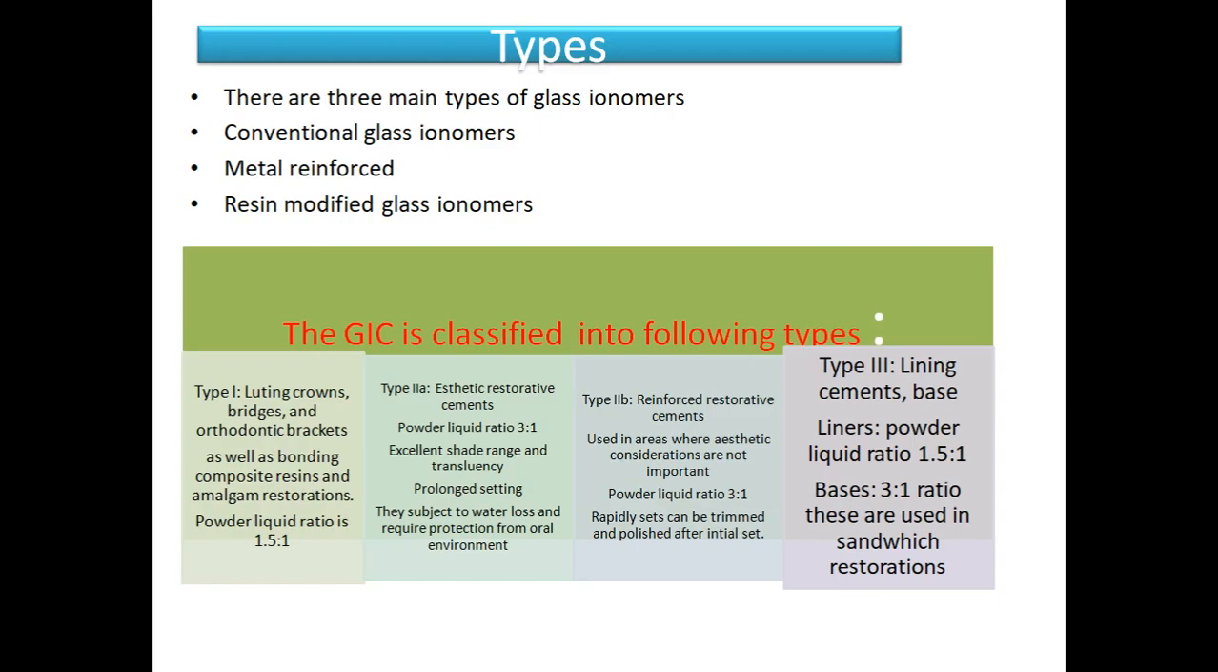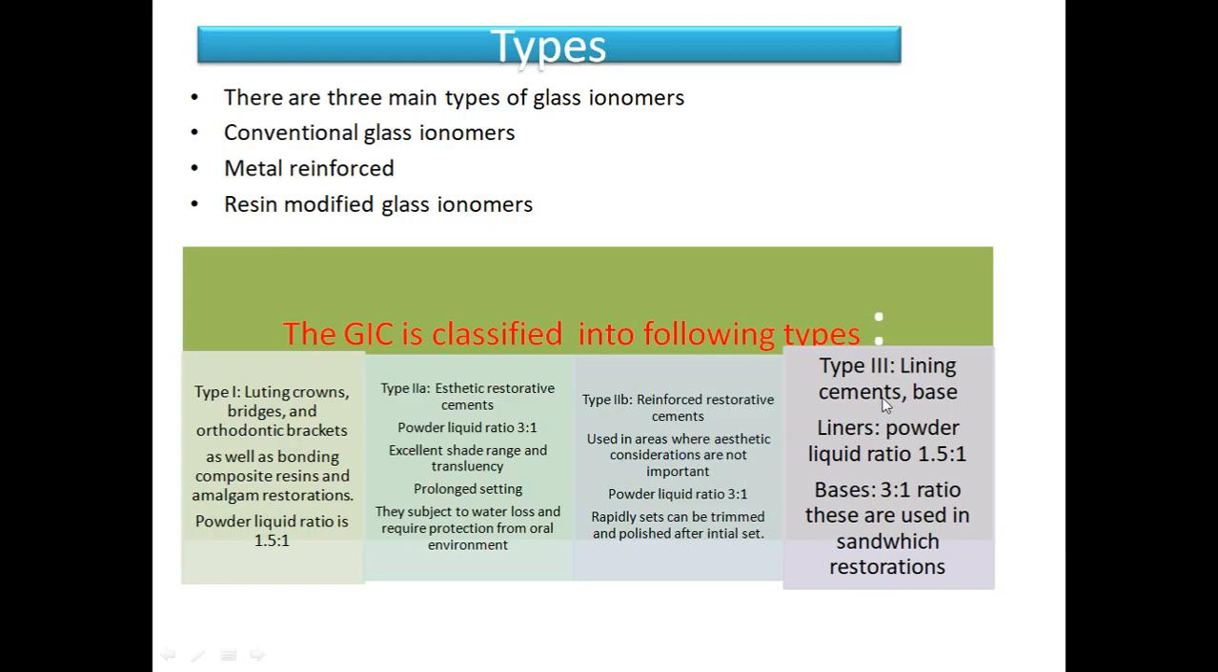In these, the powder liquid ratio is 1.5:1. Type 2 is again divided into type 2A, aesthetic restorative materials indicated in aesthetic areas, which have a wide range of translucencies and prolonged setting. They are subject to water loss and require protection during initial setting. Their powder liquid ratio is 3:1. Type 2B, reinforced restorative materials, are used in high stress bearing areas. Their powder liquid ratio is 3:1.